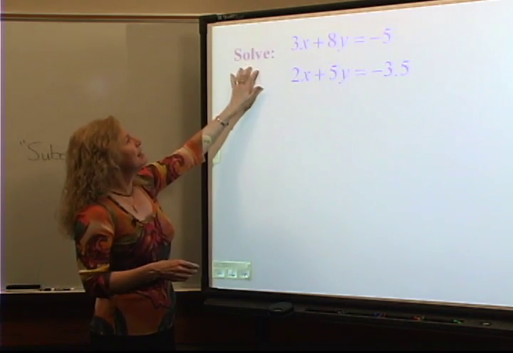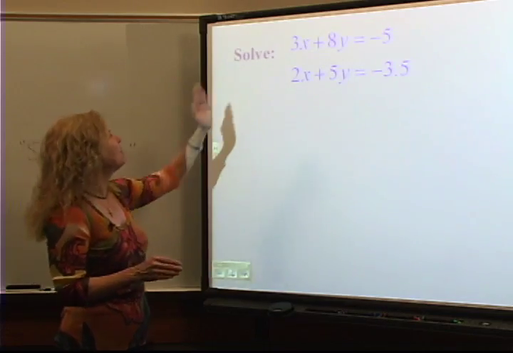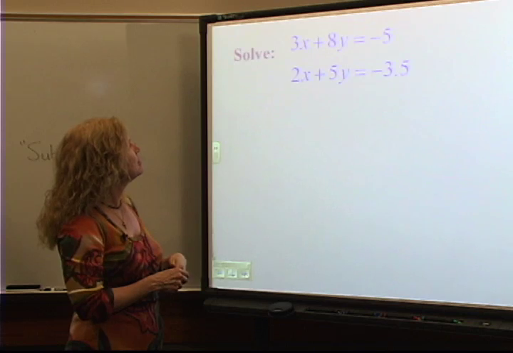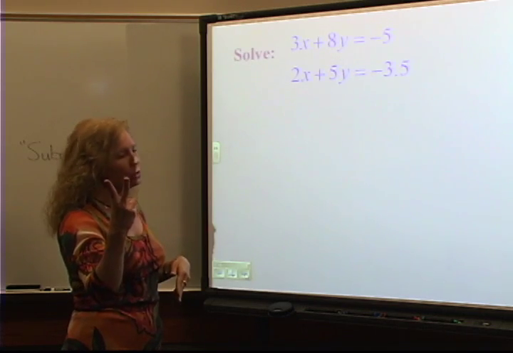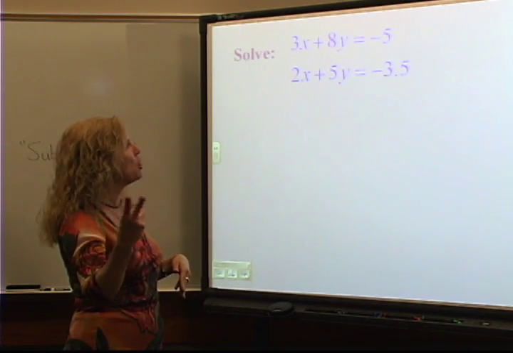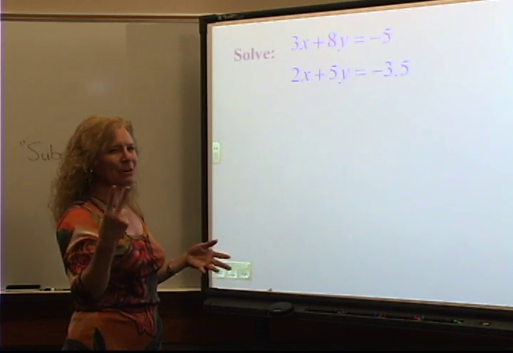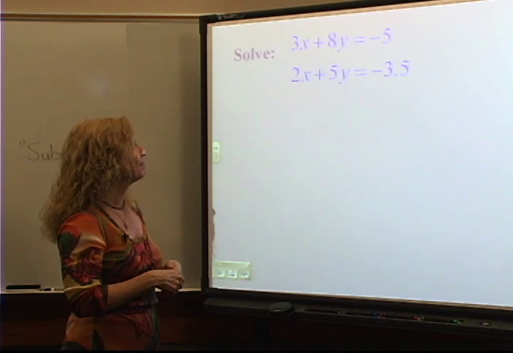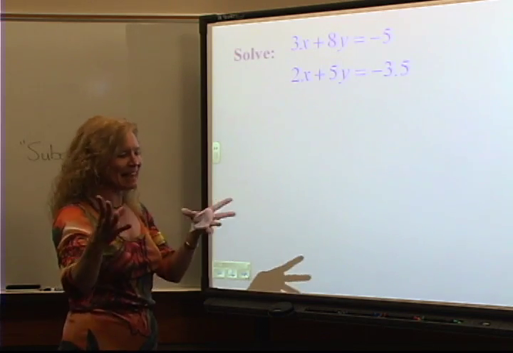And when you see the directions solve, you've got an x and a y. It means find out what each of them is. Thankfully, I have two equations since I have two unknowns. By the way, that's that whole 2 by 2 at the very beginning. If I could sing and dance, I'd sing that for you, but I won't.